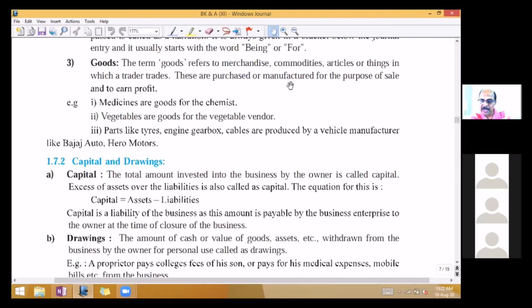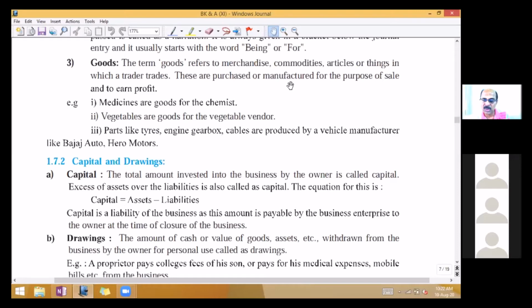You cannot see reputation. You cannot see goodwill. You only say brand value. Okay? Brand is something, there is a symbol for it. But you cannot touch it. You cannot lift it. You don't know the color of it. But yet it has value. Correct? So those are also assets. And they are called intangible assets.